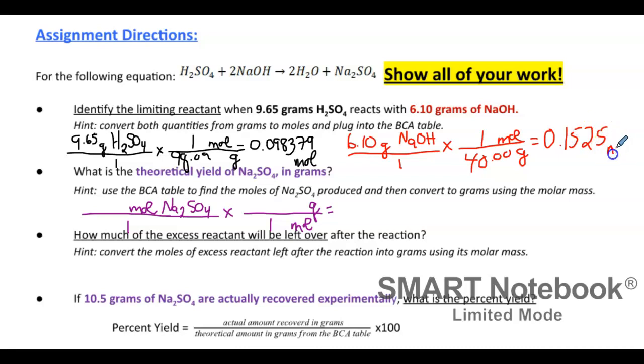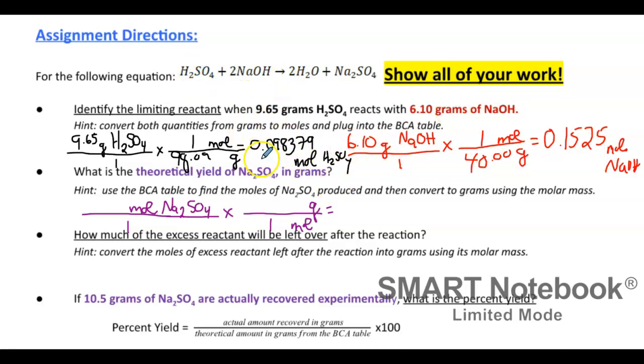0.1525 moles. And remember, that's moles of our sodium hydroxide. We should be careful with our labels. Over here, I should have also labeled this as our H2SO4. Okay. So far, what we've done is we've converted the grams, which you would measure in the lab, to moles, which we can do our calculations with.